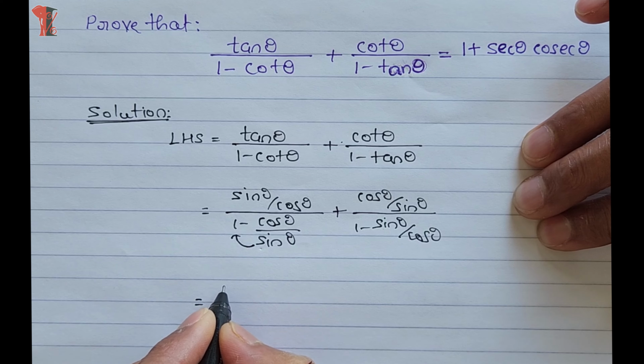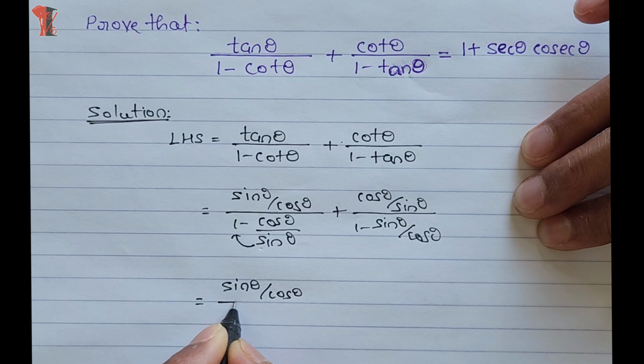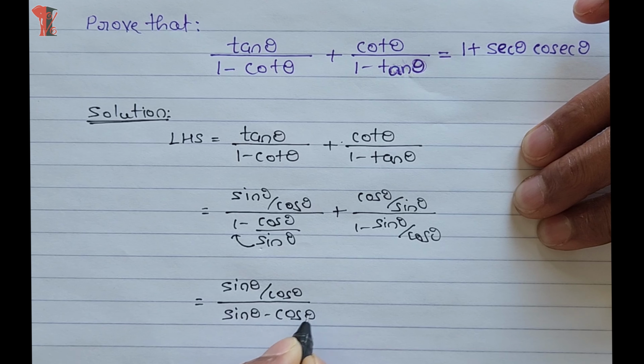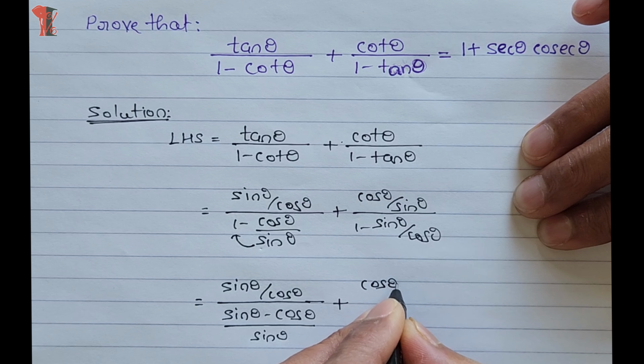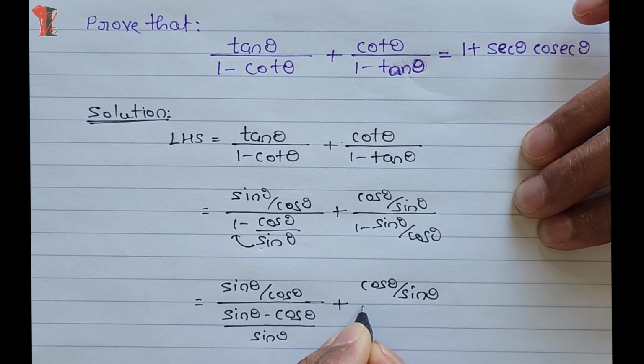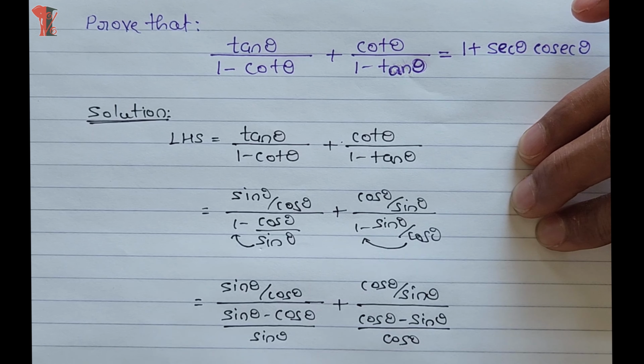Numerator remains as it is, that is sin theta by cos theta divided by sin theta minus cos theta by sin theta. Now plus over here sin theta numerator remains as it is, that is cos theta by sin theta divided by this cos goes here, it becomes cos theta minus sin theta divided by cos theta. That means the cos is taken here. Now this part is done.